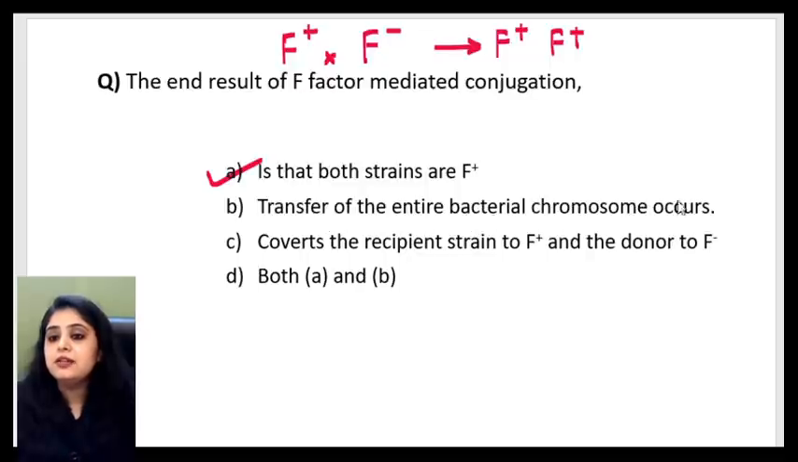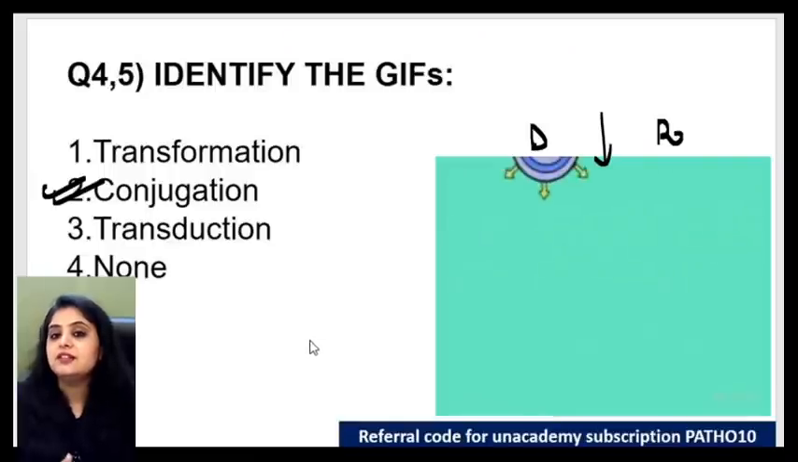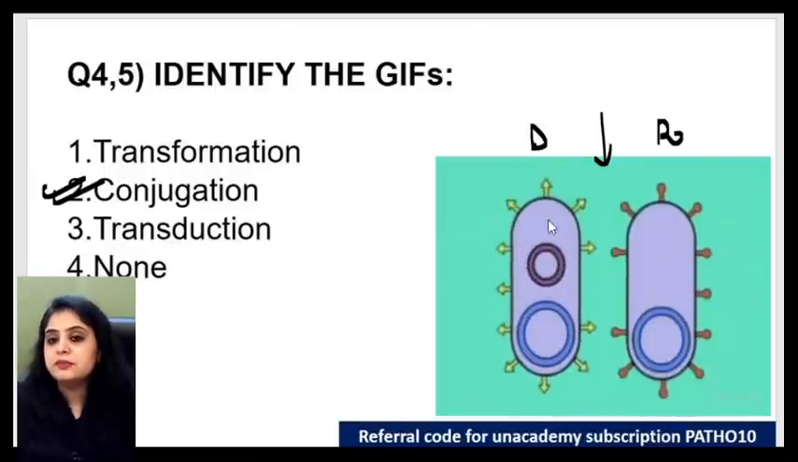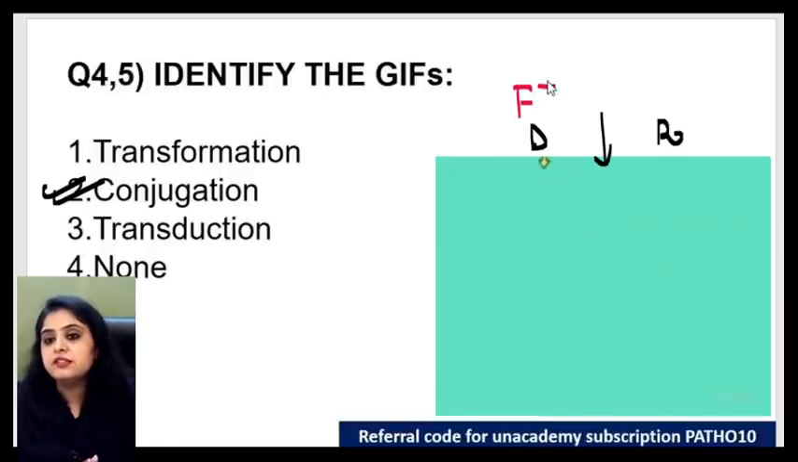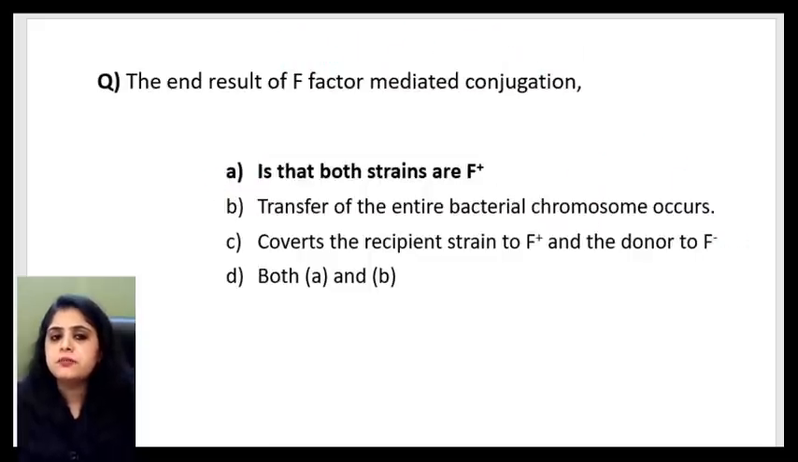Transfer of entire bacterial chromosome occurs. Is the entire chromosome being transferred, or is it the plasmid, the fertility factor? Plasmid or the fertility factor. It converts the recipient to F plus. That is right, F minus to F plus. Donor to F negative? No. That is what I'm trying to teach you again and again: when conjugation occurs, this plasmid replicates and a copy of it is going to go. This remains as it is. If this was F plus, this will always remain F plus. It's not going to change into F minus, not at all. So the first statement was your answer: both strains will become F plus.